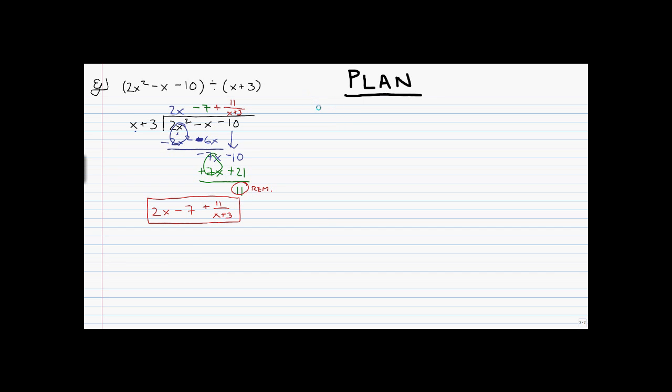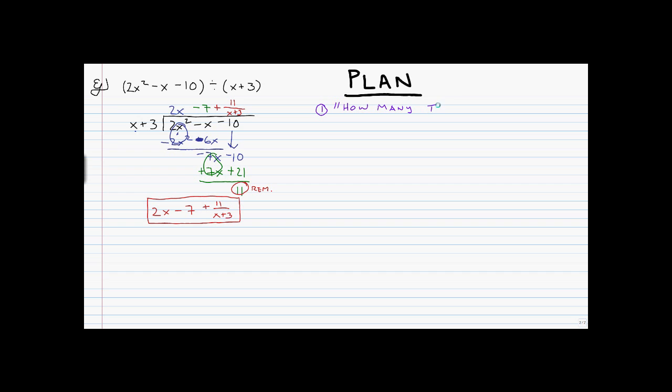So our plan, kind of what we do. In order to do this polynomial long division, you can basically start by talking about that big important question. And that question is, how many times does that first term go into the other first term? So we'll write that as our first step.